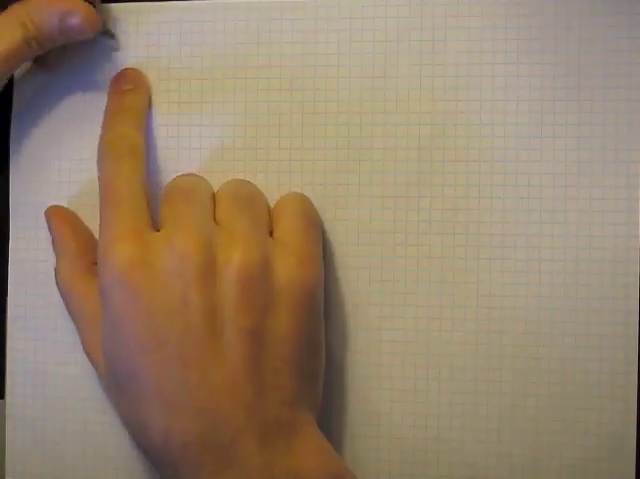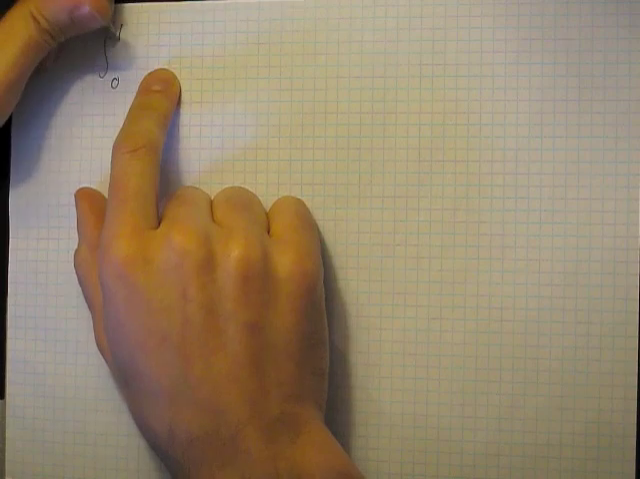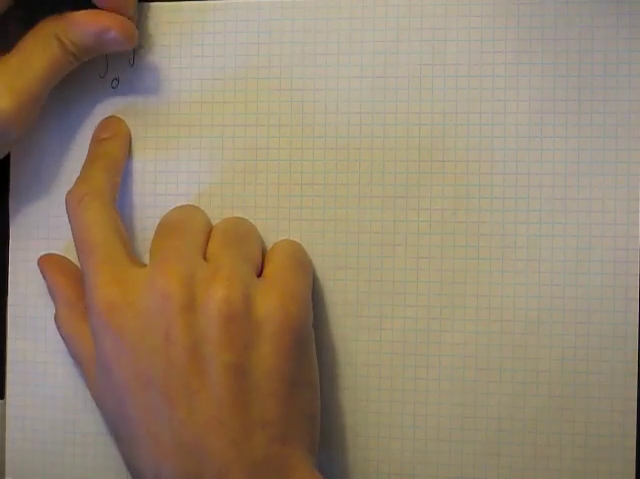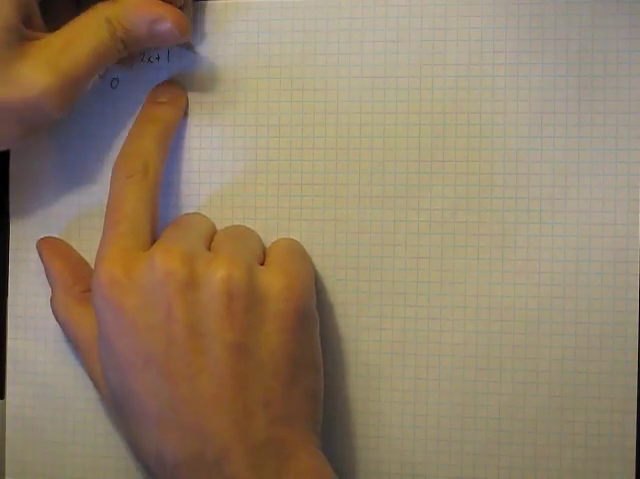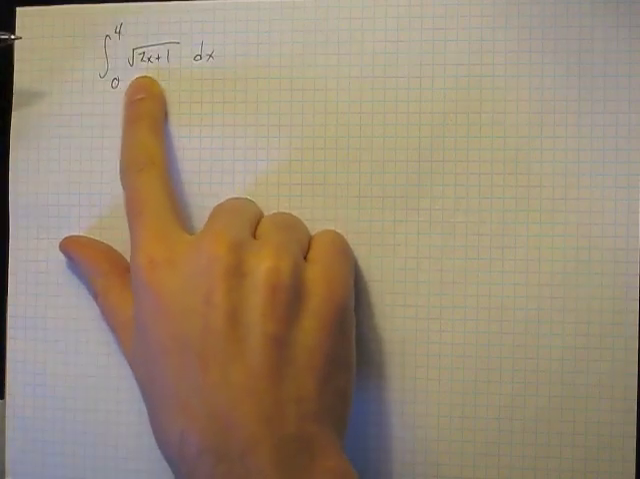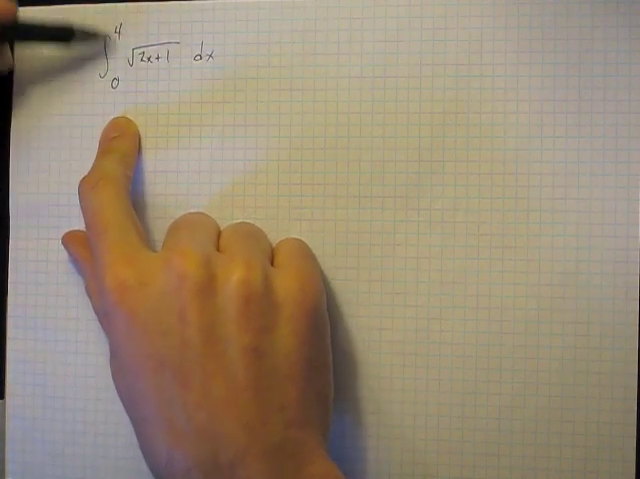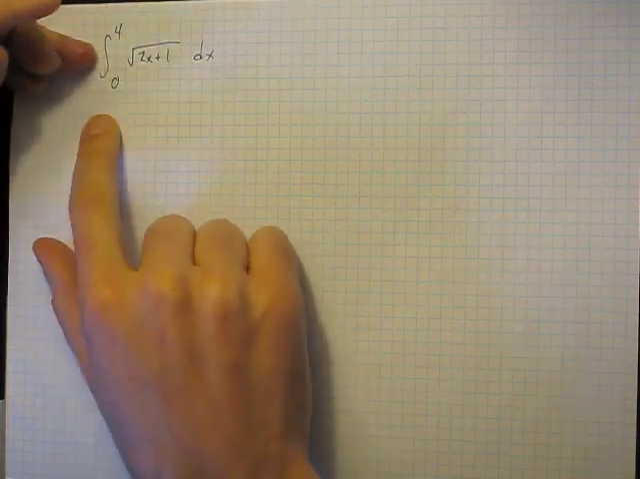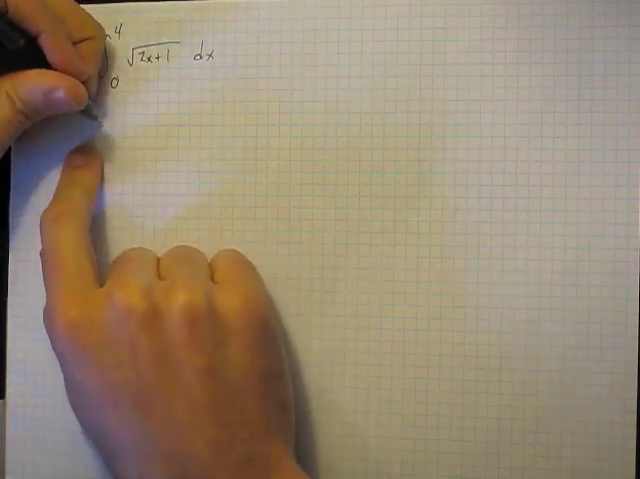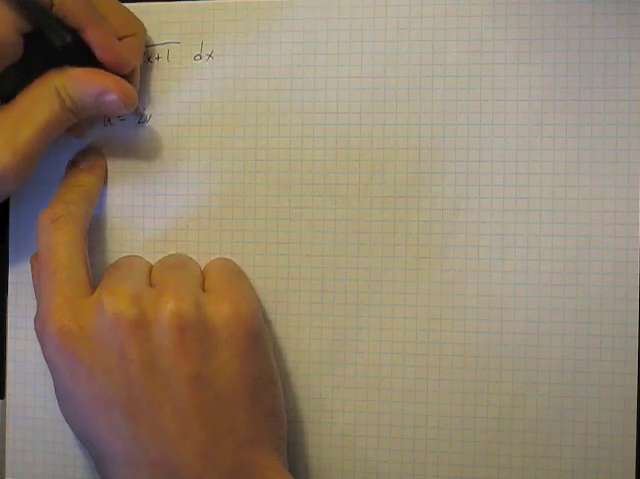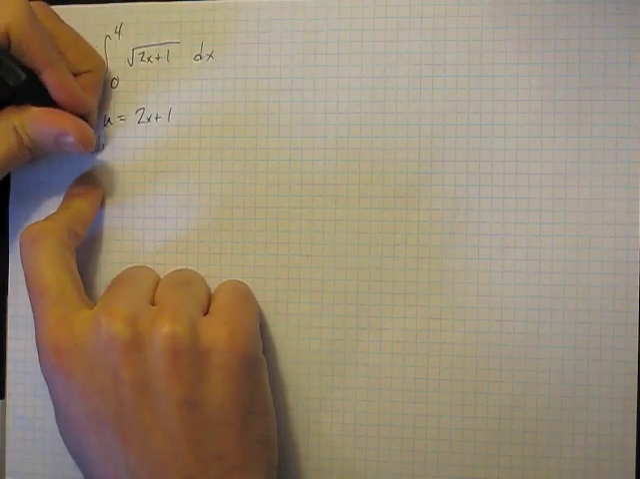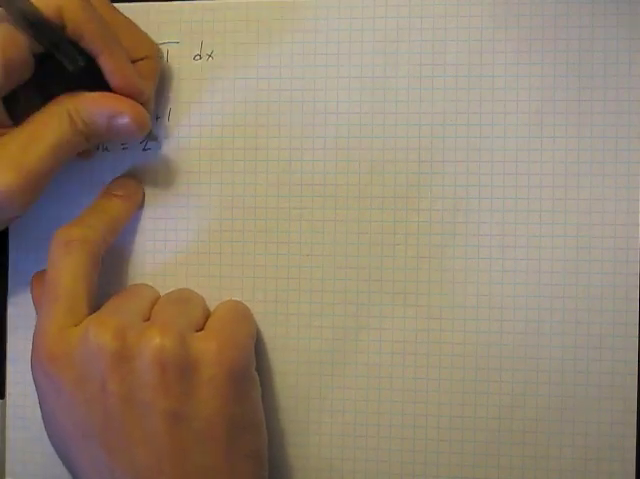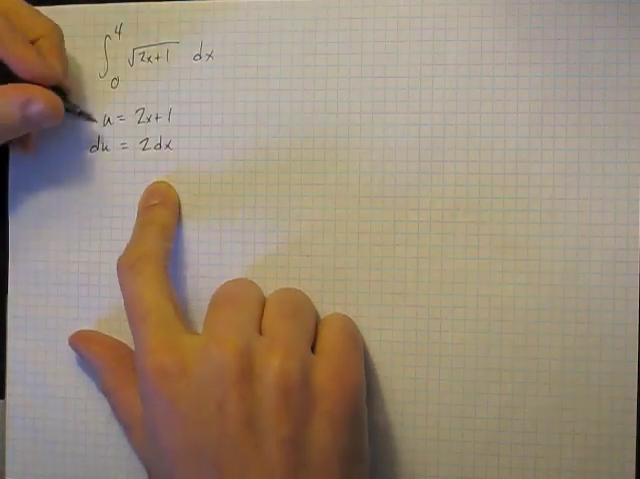So let's go back to an example where we have the same function that we saw in a previous example, the square root of 2x plus 1. But now I'm going to put limits of integration on this integral. So this is a definite integral, so our answer should be a number, but the technique is the same. 2x plus 1 is the substitution, du is equal to 2 dx.